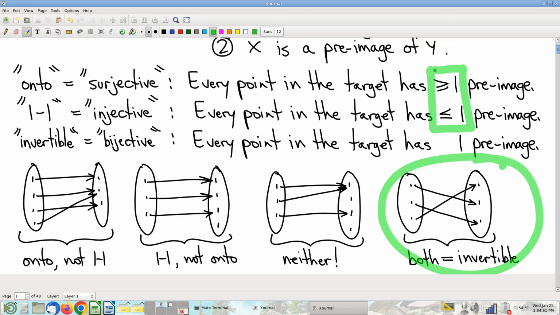And if every point has exactly 1 pre-image, what that exactly 1 pre-image is allows me to define what you might literally call the inverse function. The function that I had drawn here goes this way, but because every point here has exactly 1 pre-image, I can just turn the arrows all around backwards. That defines a function going that way. So this is what we call an invertible function.